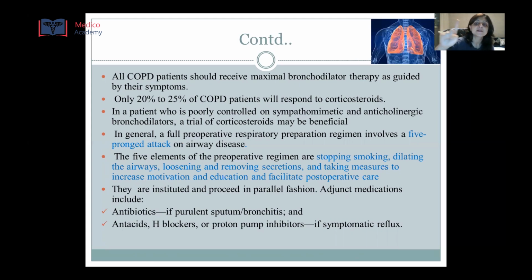1. Stopping the smoking. 2. Dilating the airways. 3. Loosening and removing the secretions. 4. Taking measures to increase the motivation and education. And 5 is facilitating the post-operative care. They all are instituted and proceeded in a parallel fashion, okay, not singleton ways. Adjuvant medications are antibiotics if there is a purulent sputum bronchitis, antacids, H blockers, proton pump inhibitors if there is a symptomatic reflux.